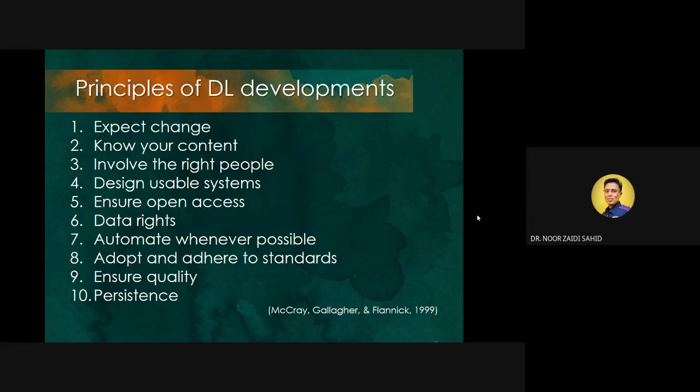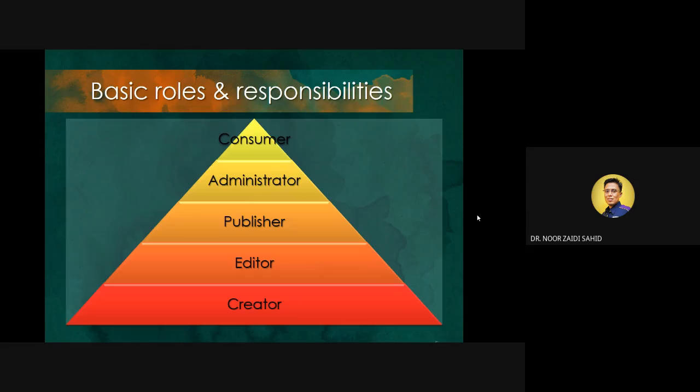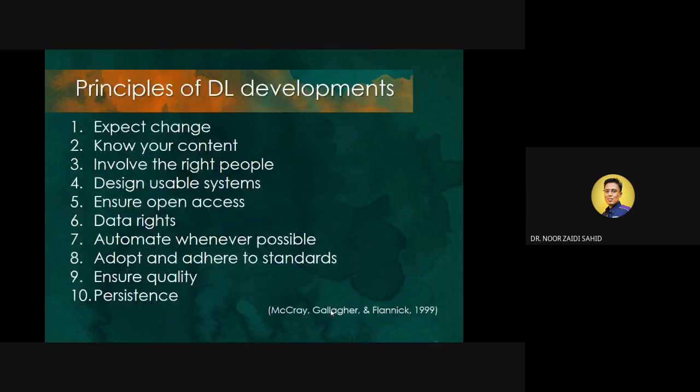Number 3, involve the right people. If you refer to our diagram just now, siapa yang terlibat di sini, especially this part: administrator, publisher, editor and creator. So these are the 4 components or the 4 roles you actually, adalah you punya contributor. Contributor ataupun kita panggil juga sebagai information provider. So siapa agaknya yang terlibat, apa kemahiran yang perlu ada, semua perlu di-highlight di situ.